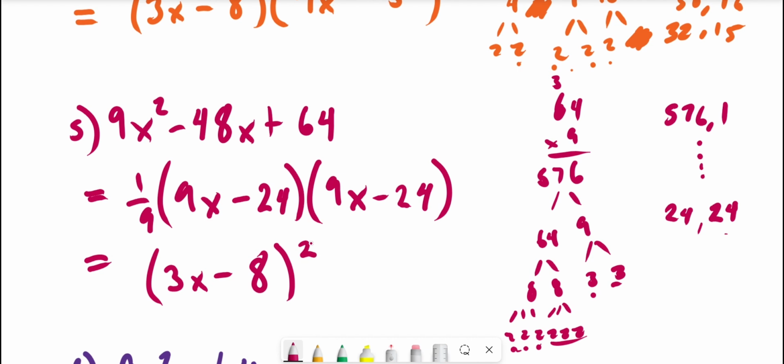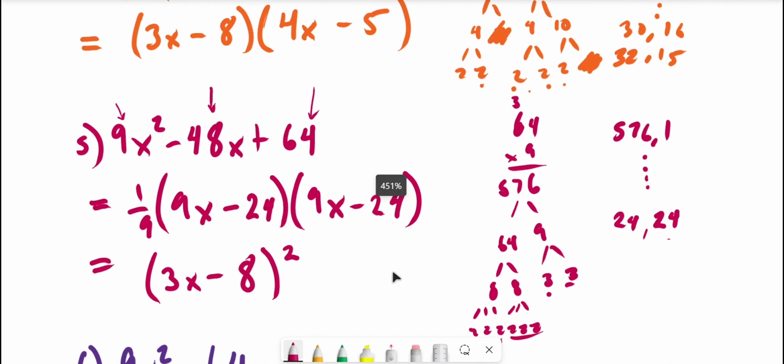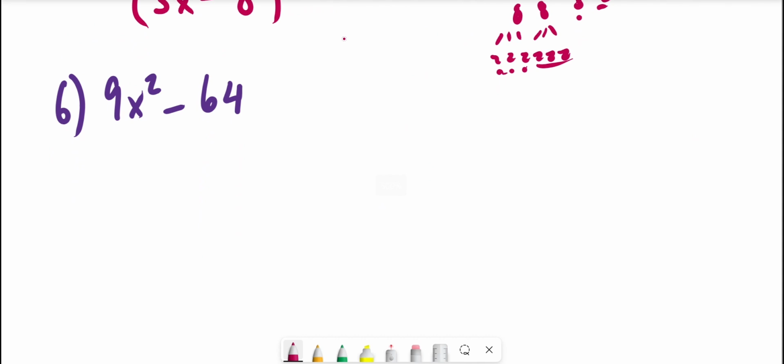Now, you might have noticed 3 is the square root of 9, and 8 is the square root of 64. In the next video, we will learn about this special pattern that we can use to simplify problems that look like this, where the first and last terms are squares. If the middle term is twice the product of the square roots, then we can just jump straight down to this line if we know the formula. So we'll look at that later. But for right now, let's look at another special case.